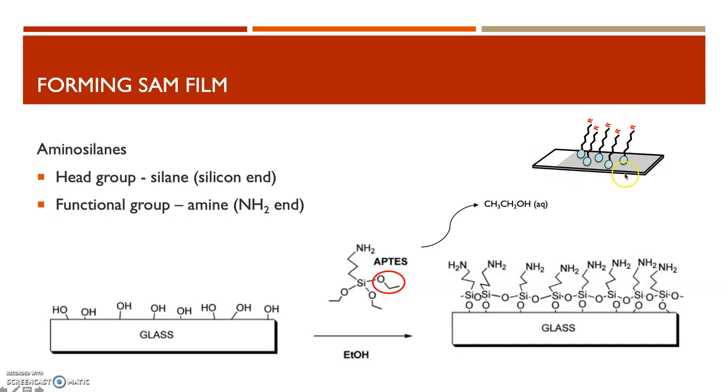We can represent that in a different way. Here's our slide or our substrate that's a glass, and we're hoping that all of the head groups, all the silanes, are going to covalently bind to the surface, and all of their tails and functional groups are going to be pointing upwards and replace the surface essentially.